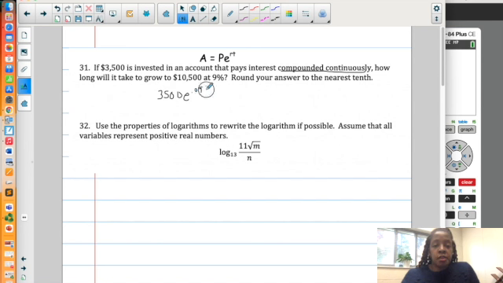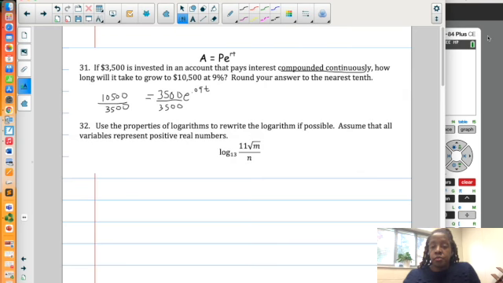We don't know how long, that's what we want to figure out. And this is all going to be equal to $10,500. So we plugged in everything that we know, so let's go forward. Let's divide by 3,500. I think it's going to give us a 3, but I have my handy calculator right here to show me.